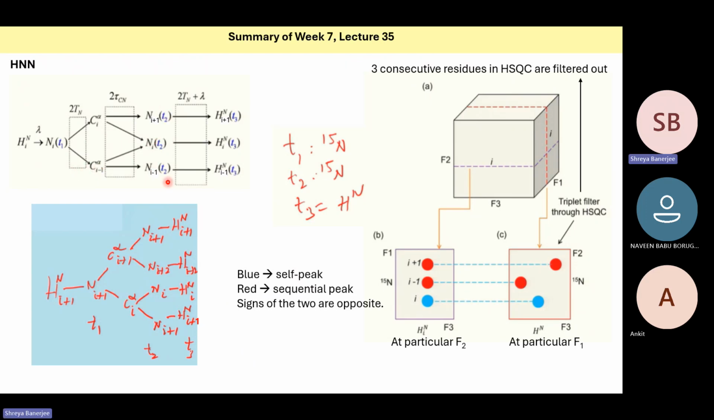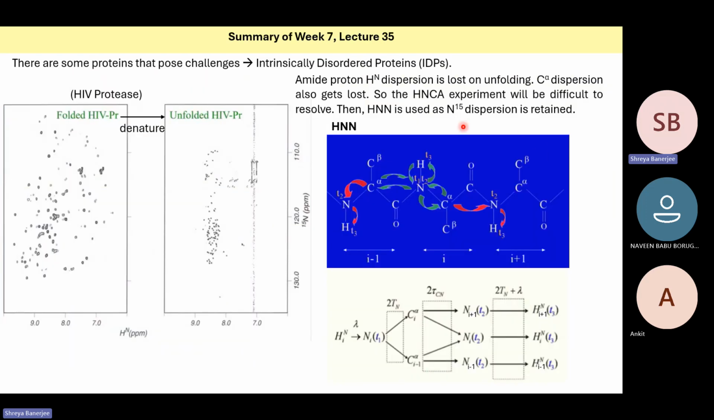This forms the second frequency axis, so T2 is again 15N. And from the corresponding nitrogens, you go to the corresponding amide hydrogens, which form T3. So T3 is your amide hydrogen. So HNN is basically a more defined form of HNCA.